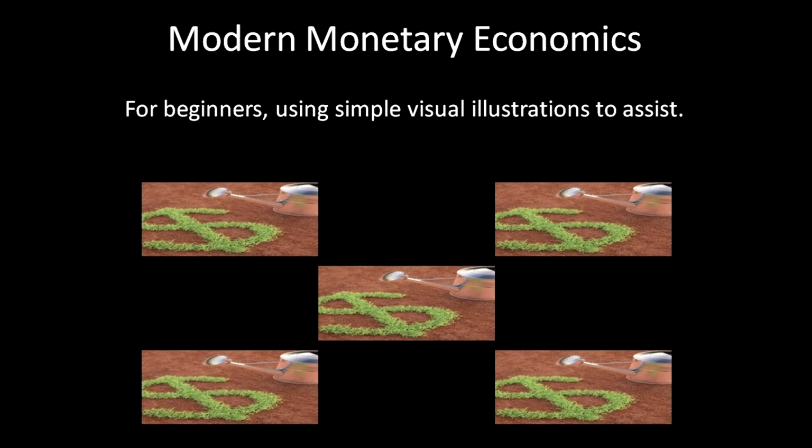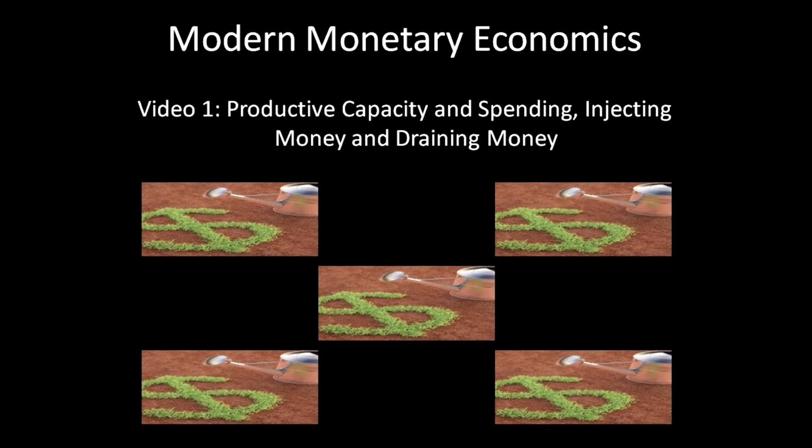Hello and welcome to this first video explaining modern monetary economics. This video aims to convey the most basic and foundational aspects, such as the relationship between productive capacity of an economy and spending in the economy. We'll also look at the most basic way money gets into the economy, which is termed injection, and how money can go out of the economy, which is called draining.